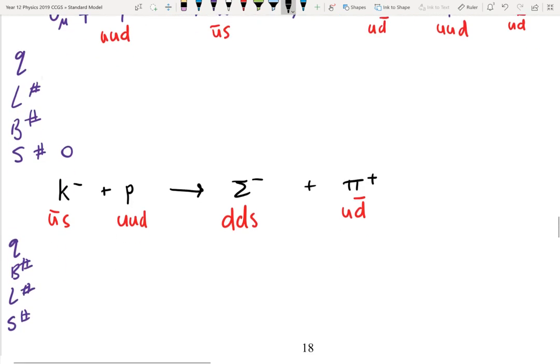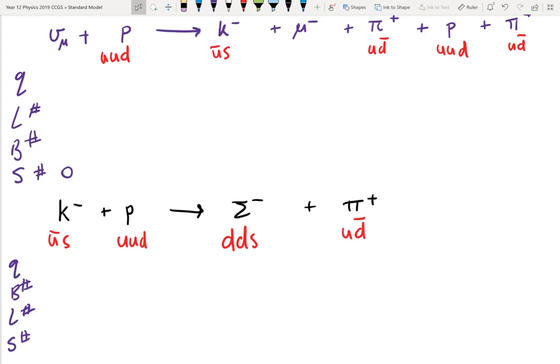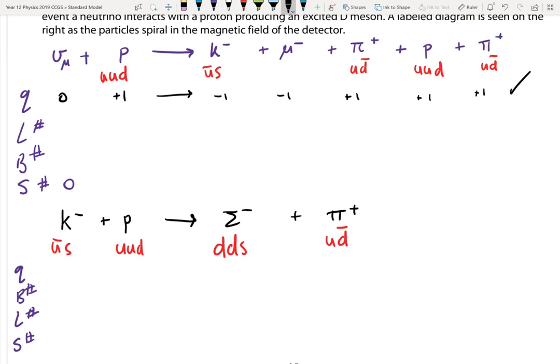Actually, let's bring it to the top. Don't ignore that bottom one. 0, plus 1, minus 1, minus 1, plus 1, plus 1, plus 1. That's allowed. We have a net plus 1 charge on the left-hand side. We have a net plus 1 charge on the right. Lepton number. We've got a lepton. We don't have a lepton on the right. That's conserved.